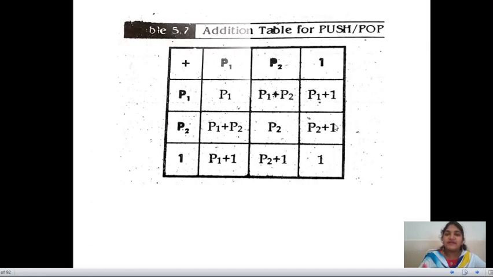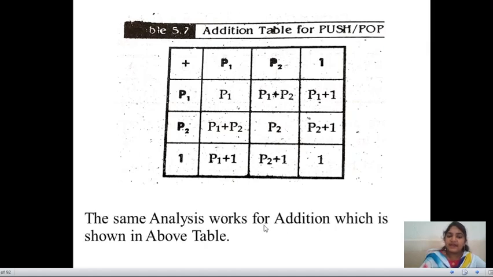Next we'll go for the addition table for push and pop. So this is the addition table. P1 plus P1: only one item will be entered into the stack, since P1 means the push operation. Then P1 plus P2, and P1 plus P1. So this is the addition table for push. The same analysis works for the addition, as shown in the above table.